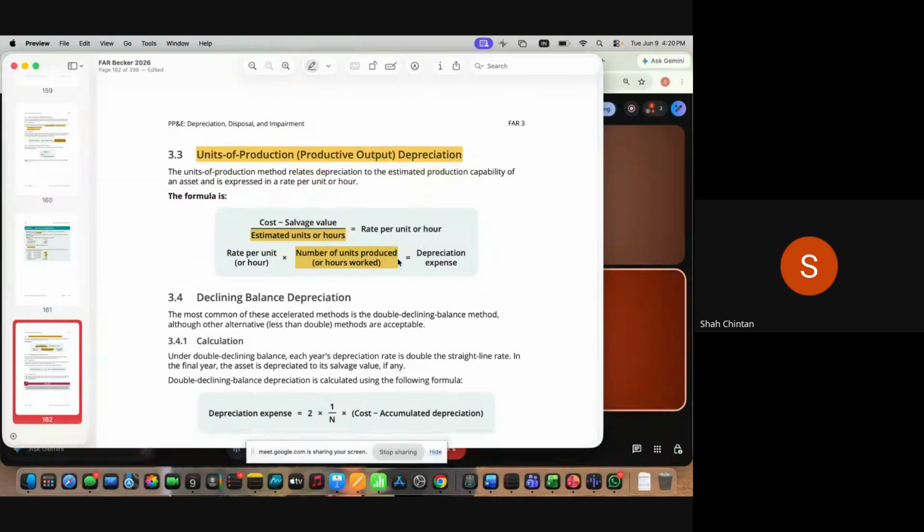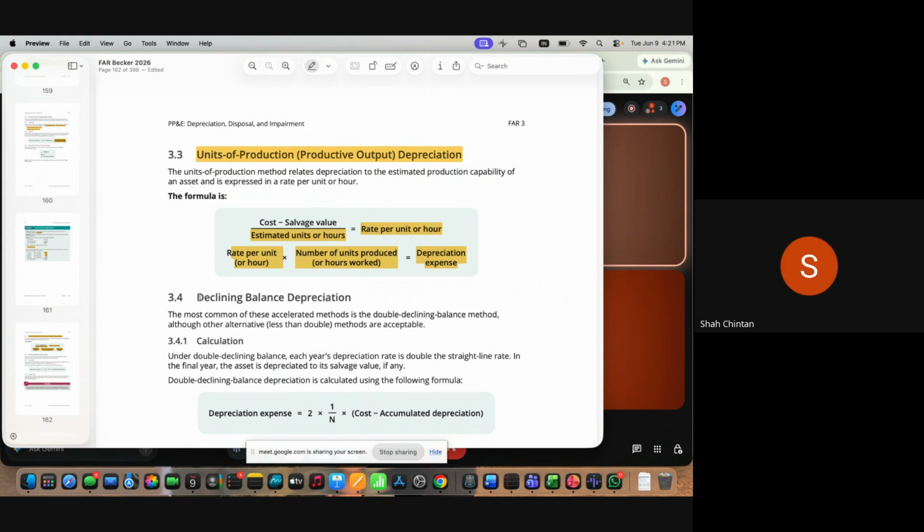Simple example, it is not in your book. Suppose you have a car of 1 lakh, zero salvage value, and you assume the car will run for 1 lakh kilometers. So what is your rate? 1 lakh minus 0 divided by 1 lakh. So it's $1 per kilometer is your rate. Now let's say during the current year, you run your taxi for 41,000 kilometers. So how much depreciation? It's rate per kilometer 1 into number of kilometers you run, 41,000. So your depreciation expense is going to be $41,000. So again, a very basic, simple mathematical calculation based on the output or productivity of the fixed asset. Clear?